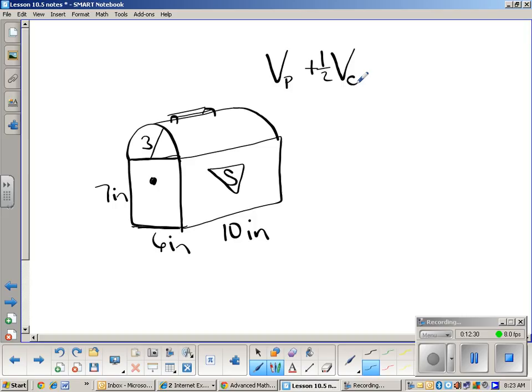Many people might look at this and say, this is the base. Why do you think they might assume that's the base? Because it's a square. No, it's a rectangle.